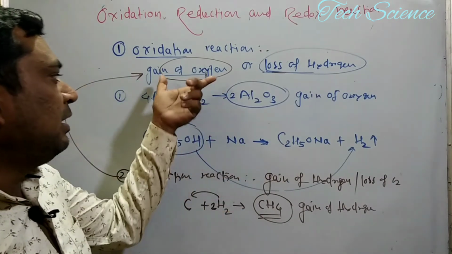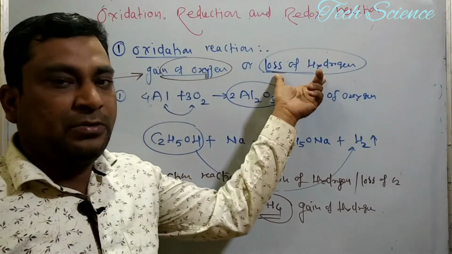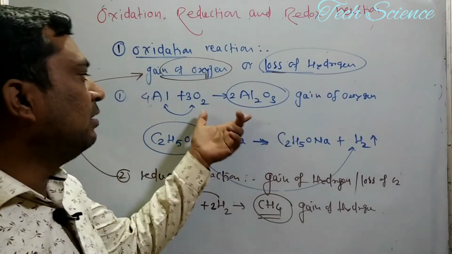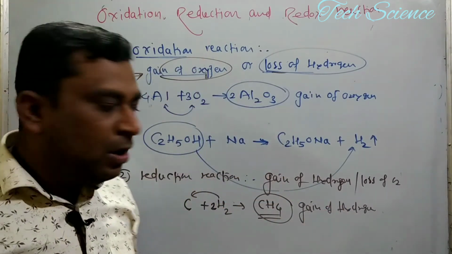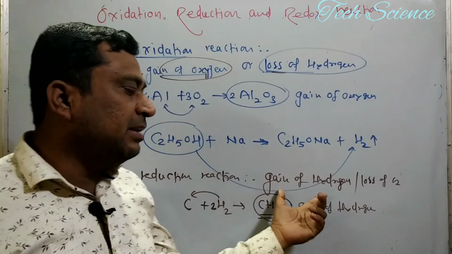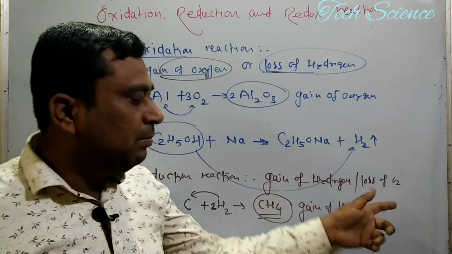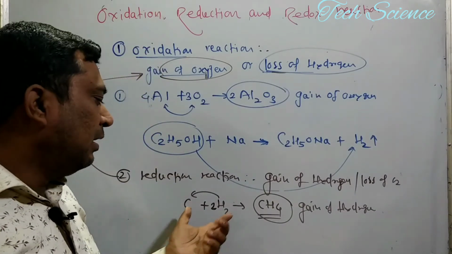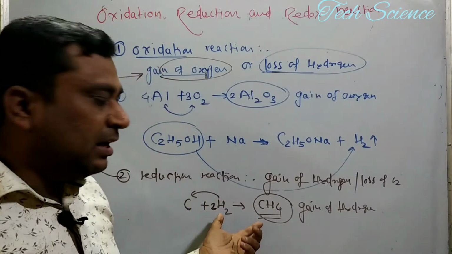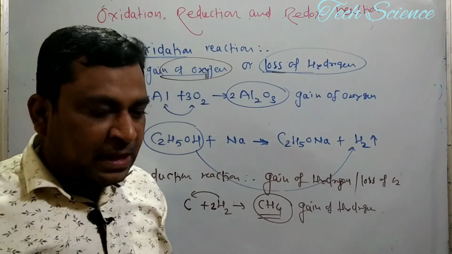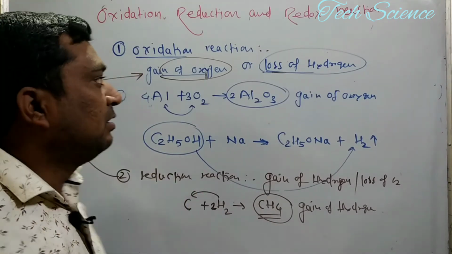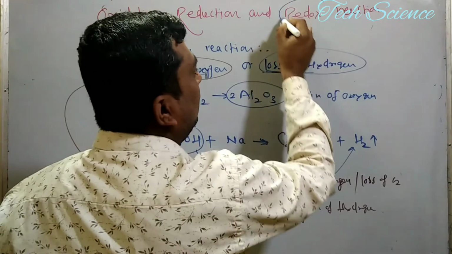So what is the oxidation reaction? In short, gain of oxygen or loss of hydrogen. If that happens in a certain chemical reaction, then we term it an oxidation reaction. What about the reduction reaction? Here there is a gain of hydrogen or a loss of oxygen. Such reactions are termed reduction reactions. And the last concept, the third term: what about the redox reaction?